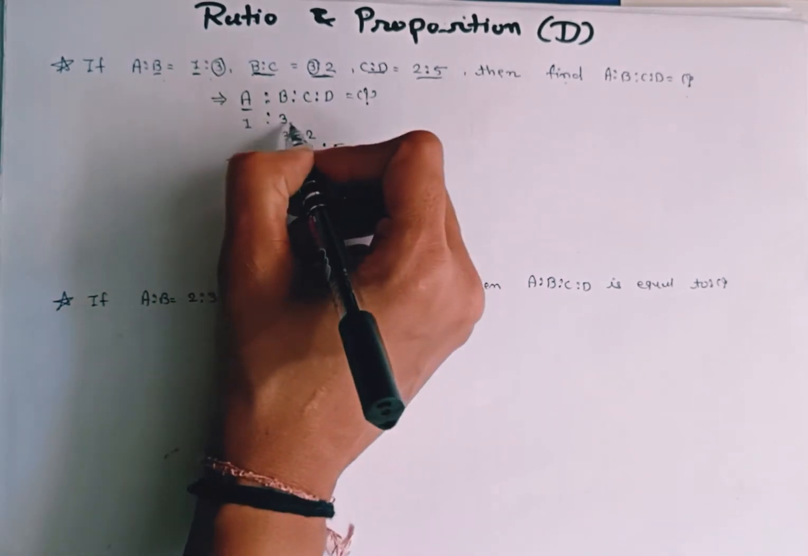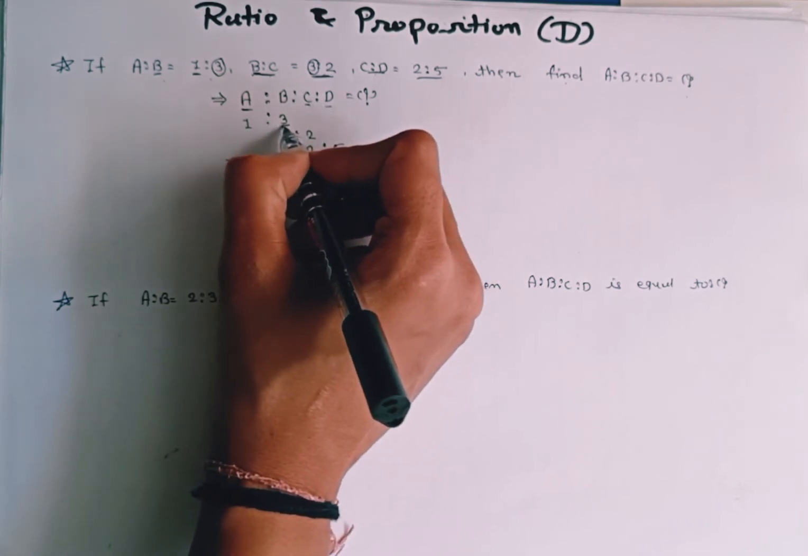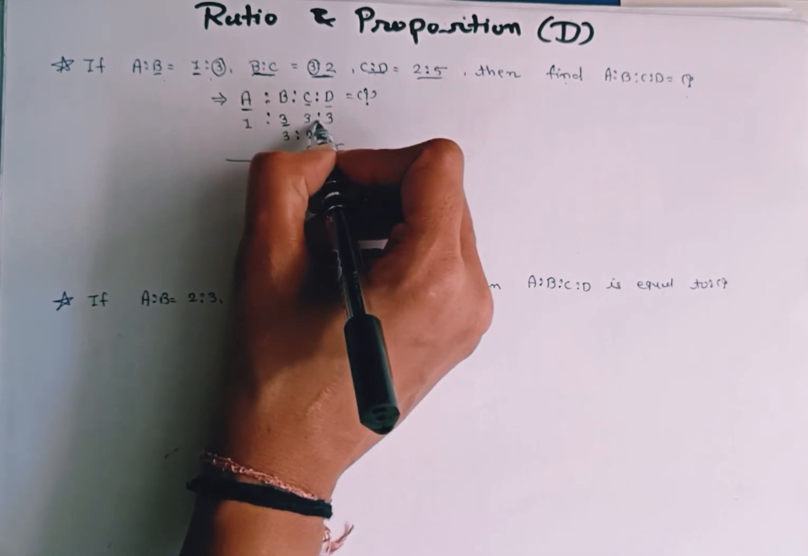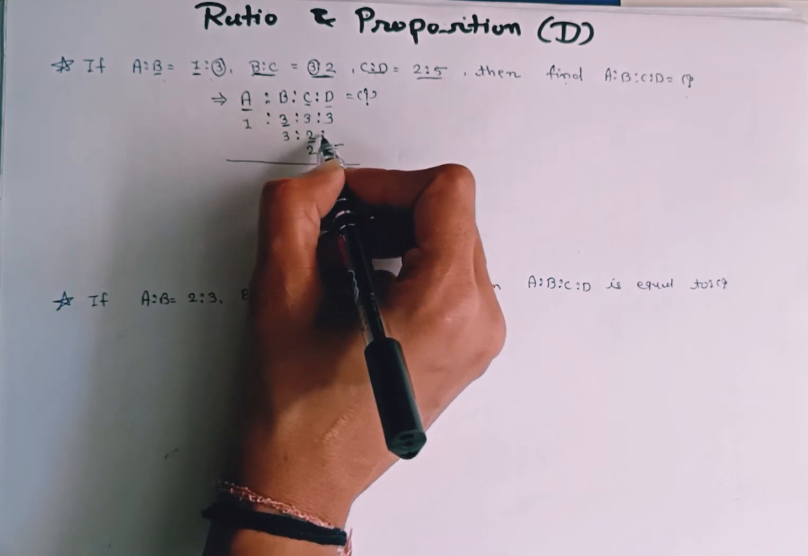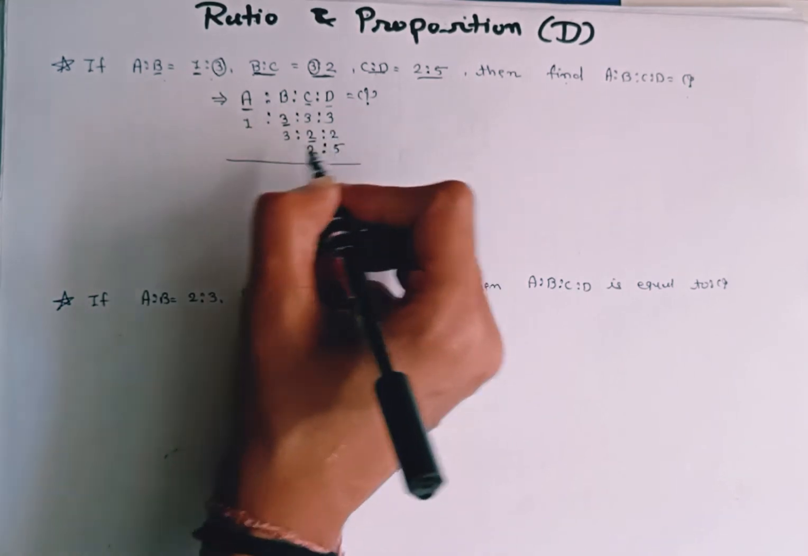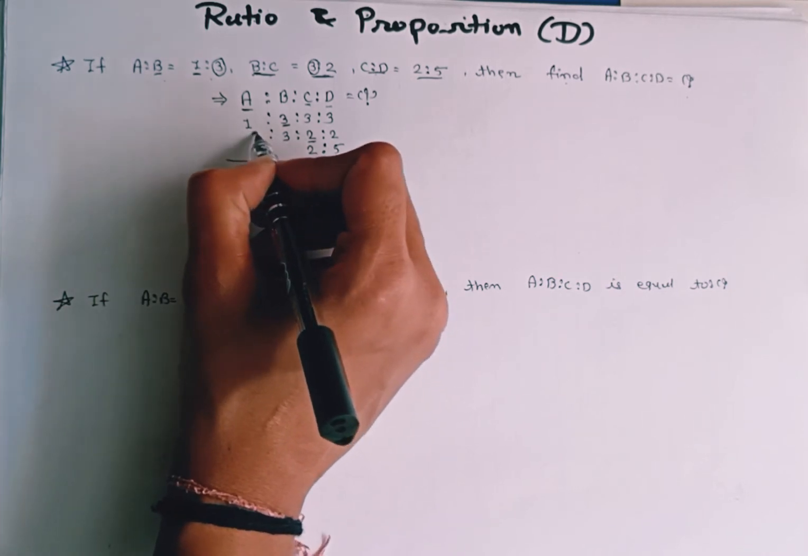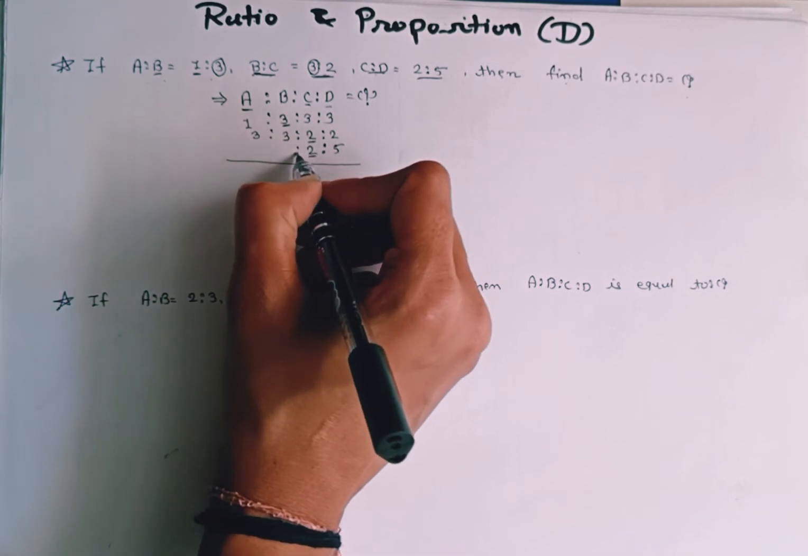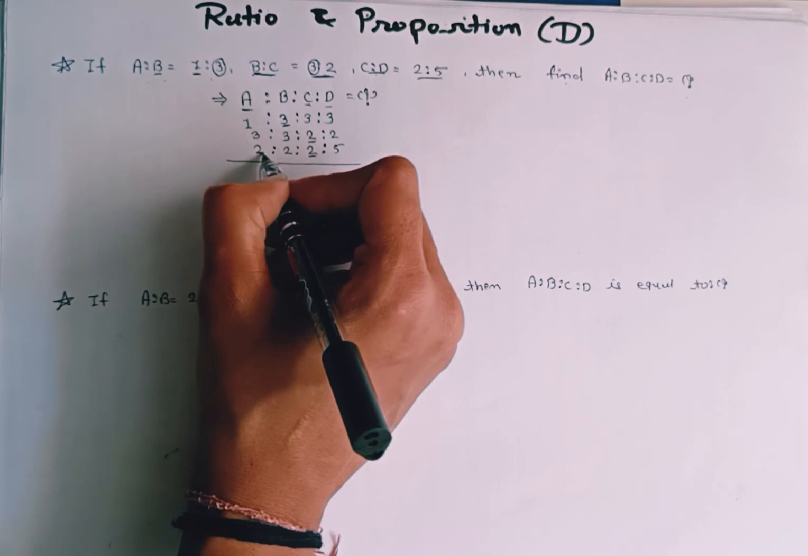Then we write bottom c and d. B bottom 2, 3, so c bottom 3 and d bottom 3. C bottom 2, so d bottom 2. A bottom 3, so b bottom 2 colon a bottom 2 also.